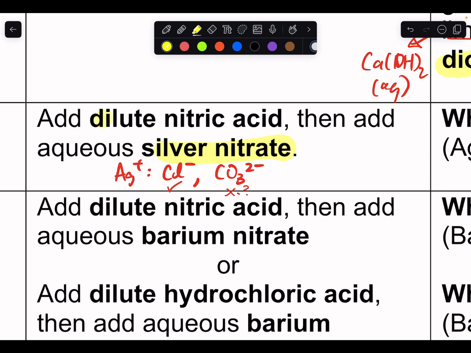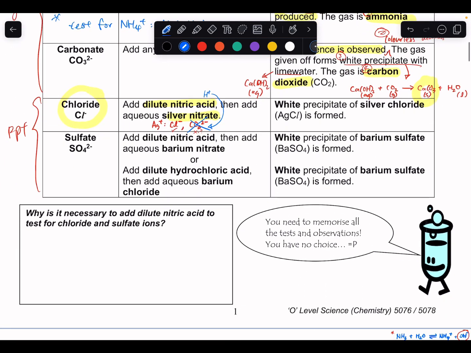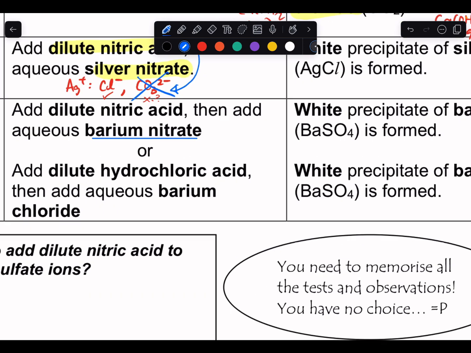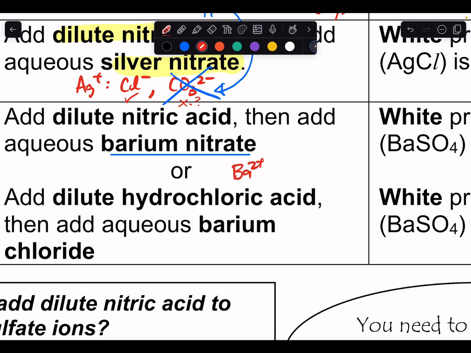That's the dilute nitric acid part. The presence of nitric acid is to get the H+, such that it will react away your carbonate. So any precipitate formed must be due to the presence of chloride. Same for sulfate. It makes use of the specific solubility rules of sulfates, which is that barium, calcium, and lead 2 sulfate are insoluble in water. So that's why it adds barium nitrate. The dilute nitric acid is again to remove the carbonates. So barium 2 plus forms a precipitate with your sulfate, of course, but also carbonates. So the acid helps you to remove this carbonate and ensures that any precipitate formed is because of the presence of sulfate.